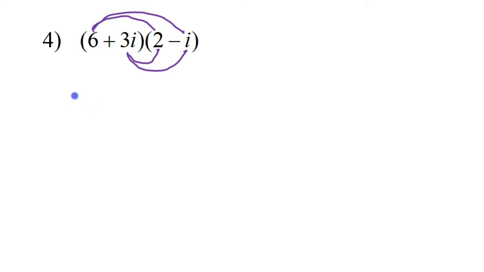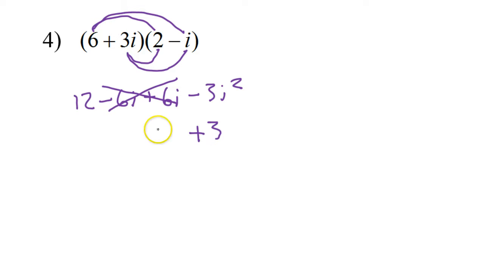So 6 times 2 is 12. 6 times negative i is negative 6i. 3i times 2 is positive 6i. And 3i times negative i is negative 3i squared. Now, this negative 6i and 6i can cancel each other out, and negative 3i squared can change to positive 3. So 12 plus 3 is 15.